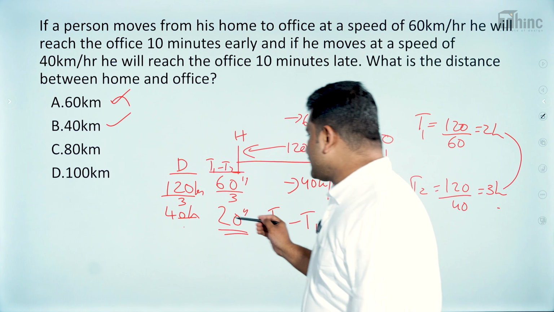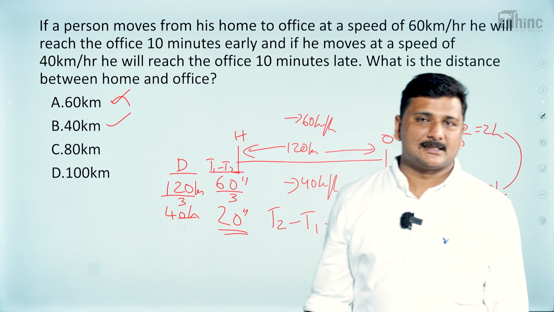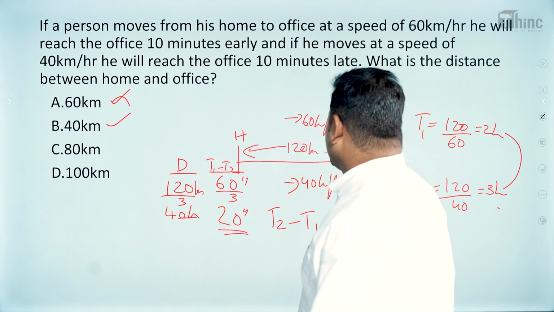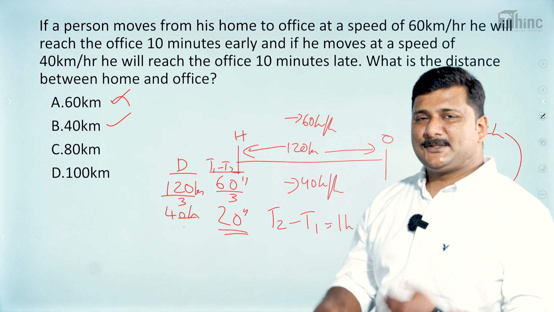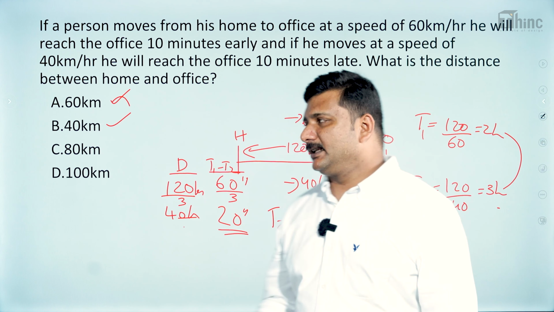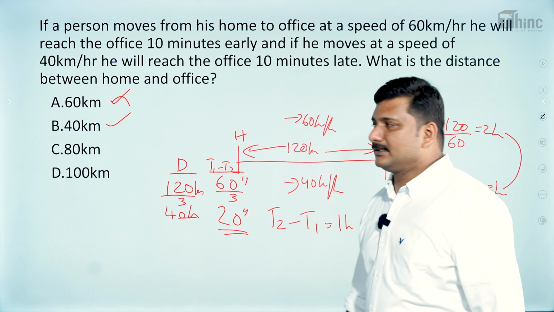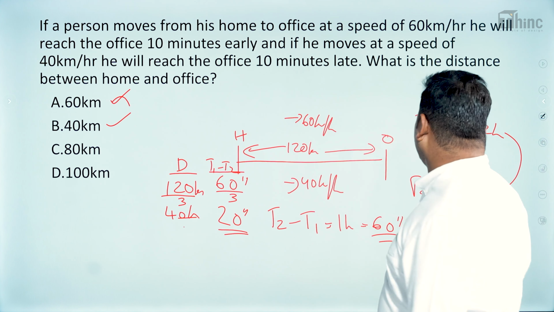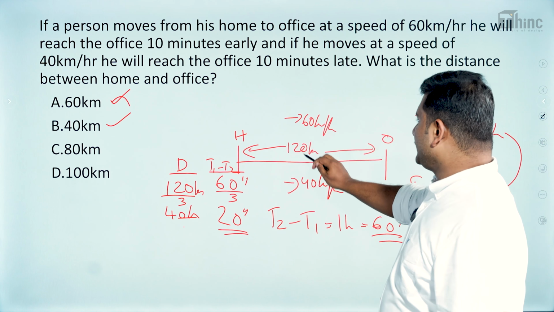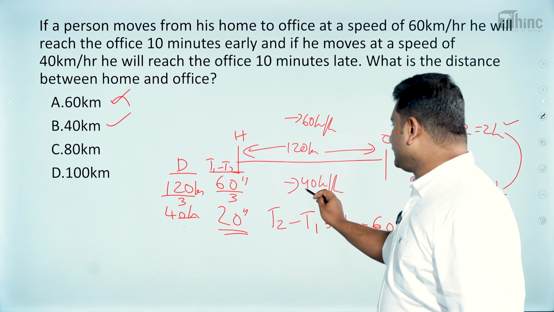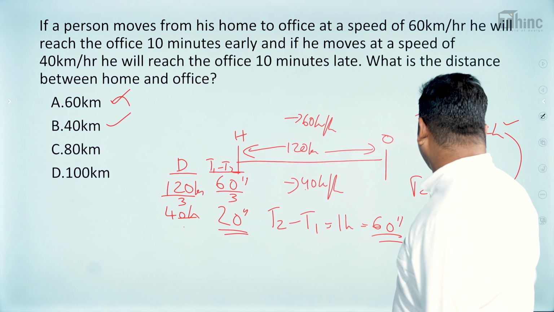So 60 by 3 gives you 20. Likewise, you have to do 120 by 3. As simple as that. So I'll just explain this one more time. I'm assuming a distance. You can assume any distance you feel like. I'm assuming 120 as the total distance. If a person moves at 60, the time taken will be 120 by 60, distance by speed, 2 hours. If a person moves at 40, the time taken will be 120 by 40, 3 hours.